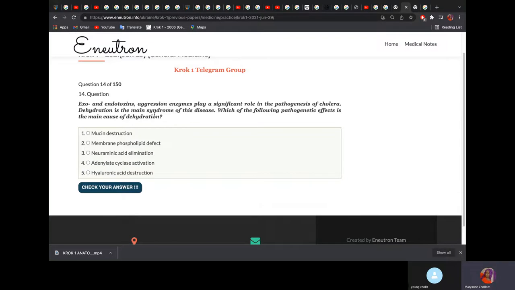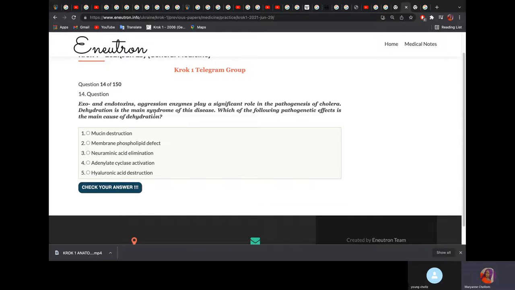Exotoxin and endotoxin play an important role in the pathogenesis of cholera. Dehydration is the main symptom of the disease. What is the following pathogenetic effect? What you should know is that cholera does not invade the intestine. That's why when you have cholera, it presents with diarrhea with no blood, because it doesn't invade.